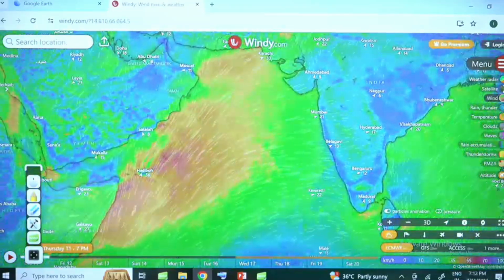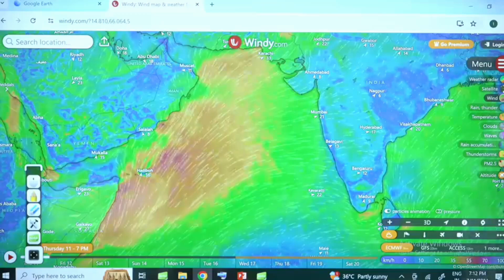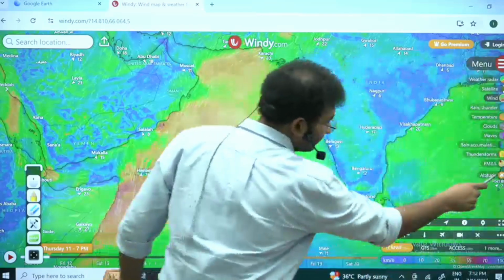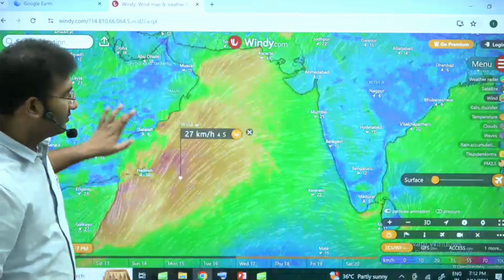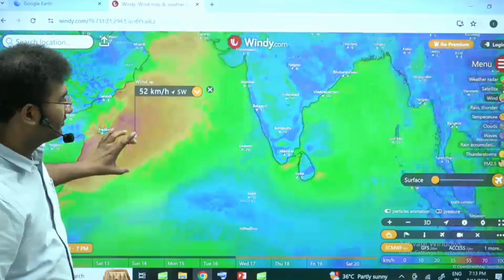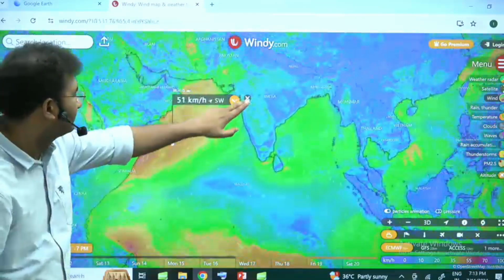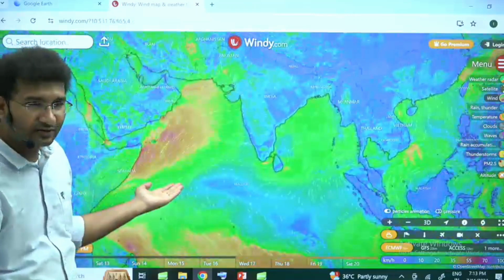These are southwest monsoon winds. ठीक है? Clear है ना? So if the wind is moving in this direction, don't you think the water will also move in the same direction?